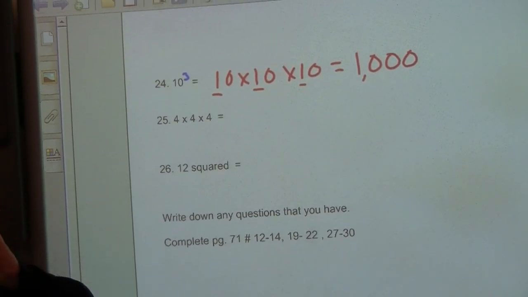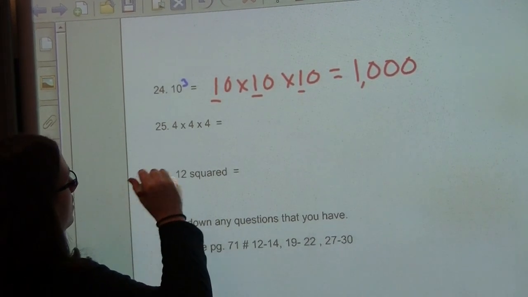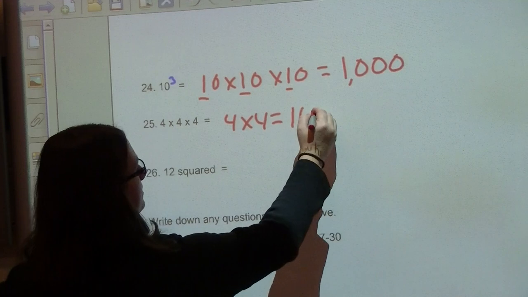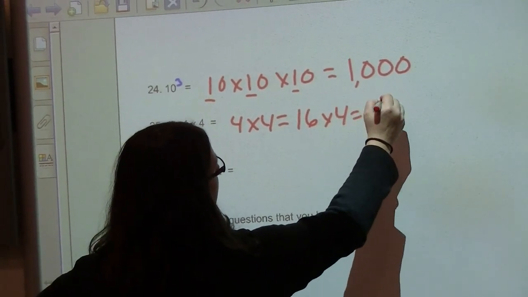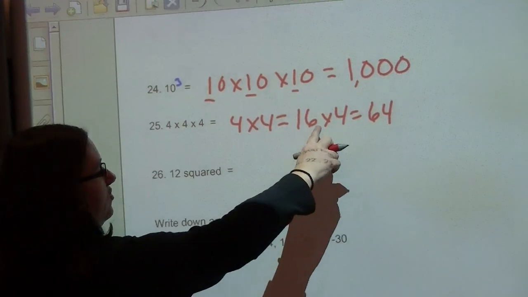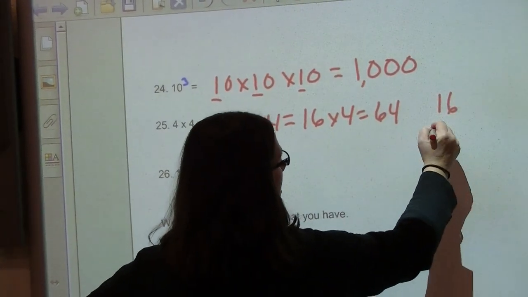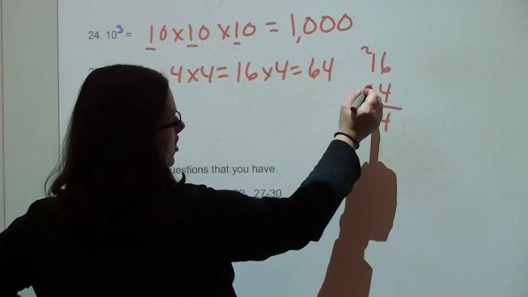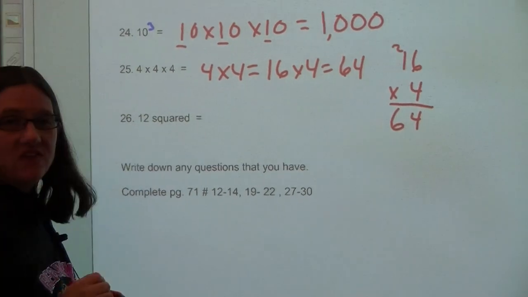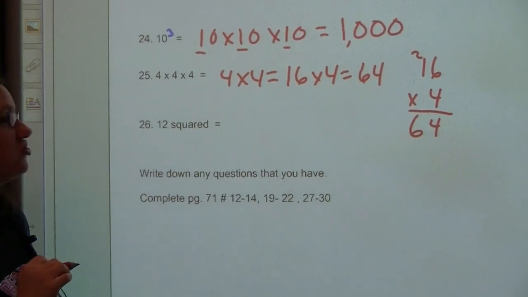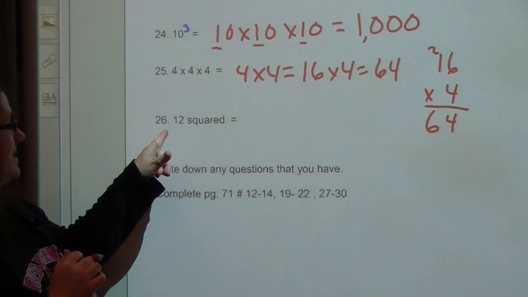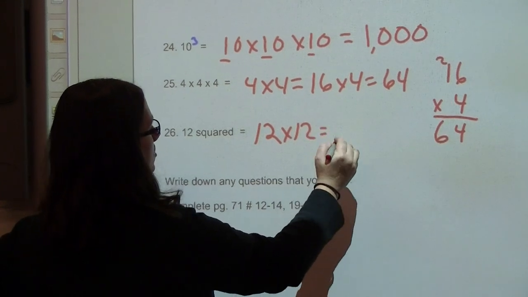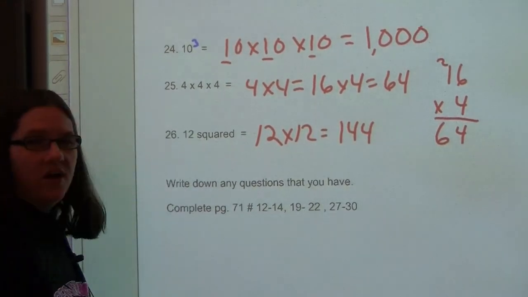Number 25 here asks us to do 4 times 4 times 4. What is 4 times 4? 16. And 16 times 4 is going to give us 64. Okay, again, if you cannot do this stuff in your head yet, then write the problem out on the side. 4 times 6 is 24. 4 times 1 is 4, plus 2 is 6. Either way is fine, either multiplying it still in your head or doing a little work on the side. All right, 26 is 12 squared. So that means I need to do 12 times 12, which equals what? 144. Okay, good job, 5th grade.